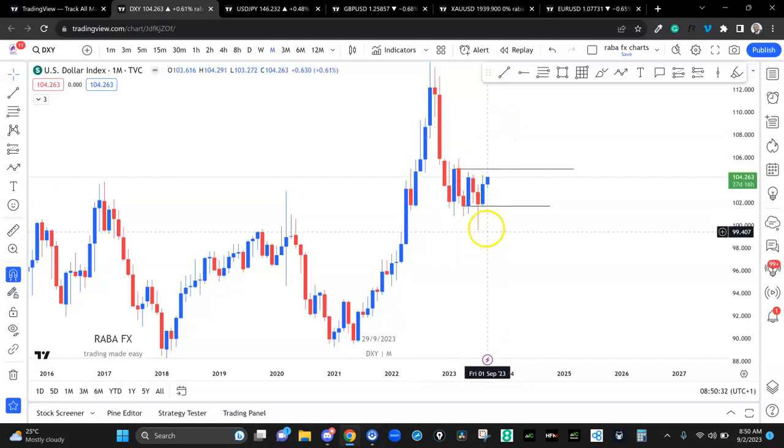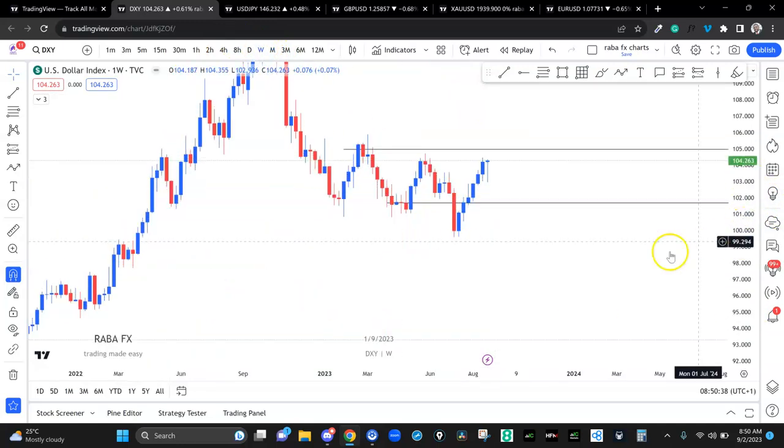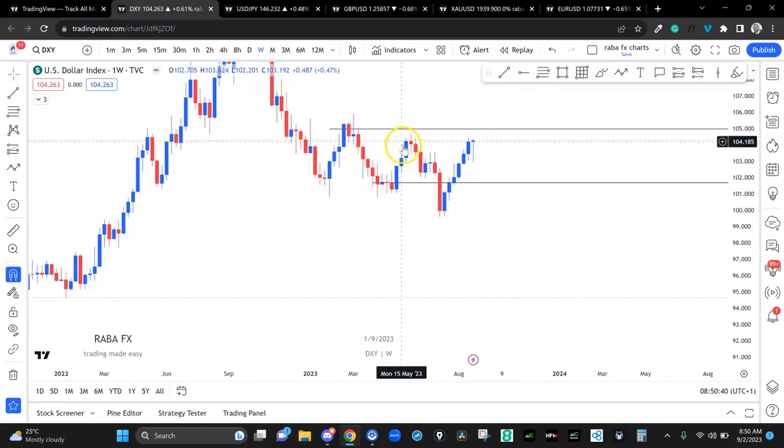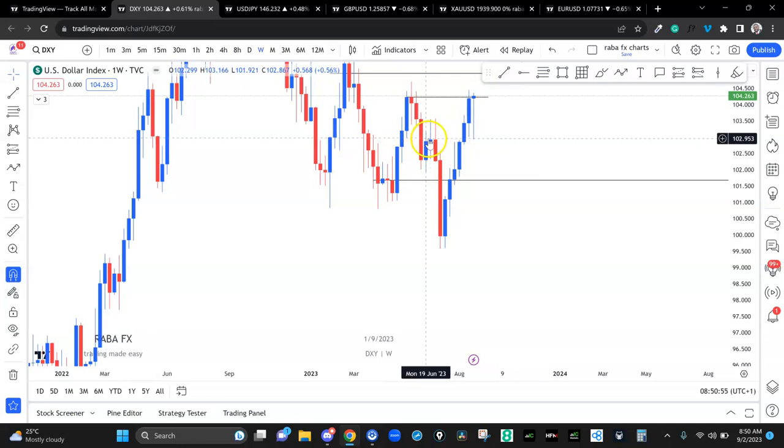Okay, we have a bullish bias. So let's look at the weekly. On the weekly, as you can see, this level is not fresh, and we can expect price to trade above this. We can expect price to trade above that. We have a close above this level here.